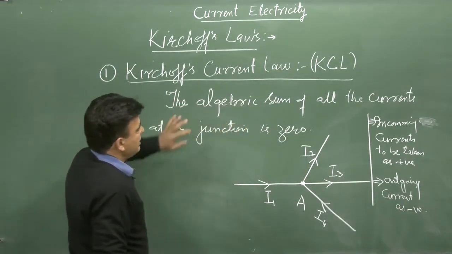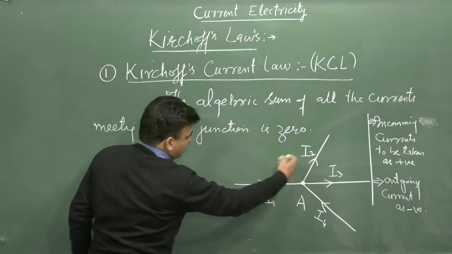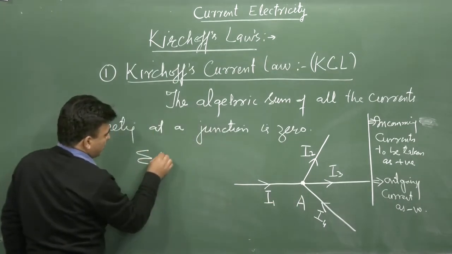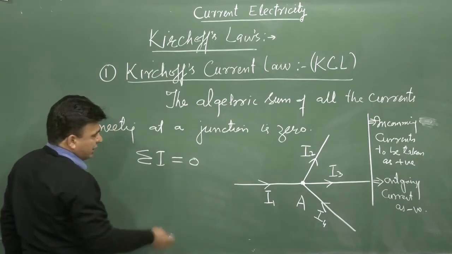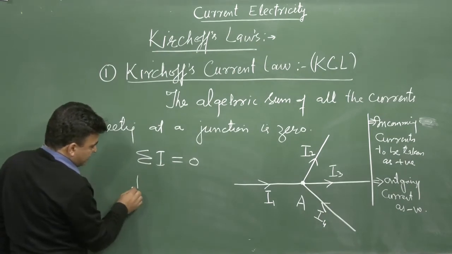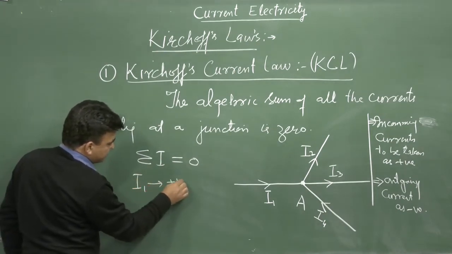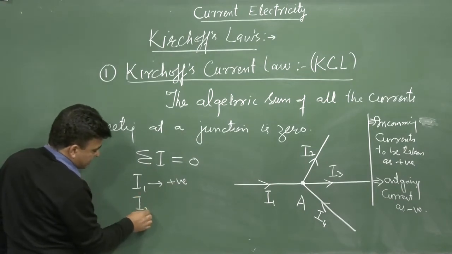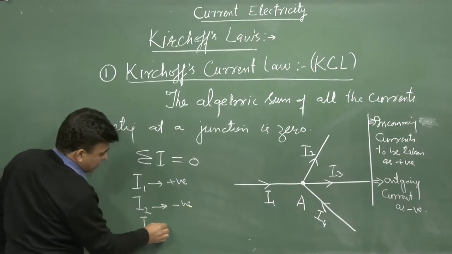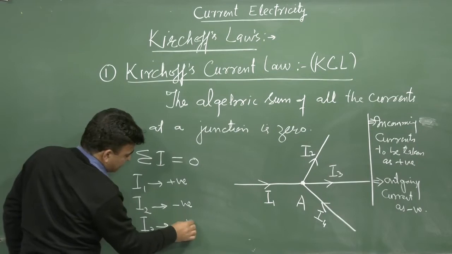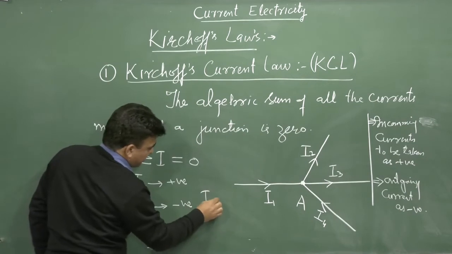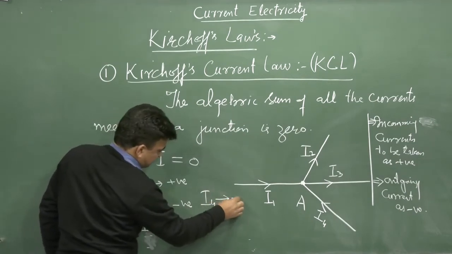Now, let us apply the law here. Algebraic sum of all these currents meeting at a junction is 0, means summation of all the currents is equal to 0. Here the currents are I1, I2, I3, I4. Out of all these currents, I1 current is incoming, so we are taking it as positive. I2 current is outgoing current, we are taking it as negative. I3 is the outgoing current, we are taking it negative. I4 is incoming, we are taking it as positive.